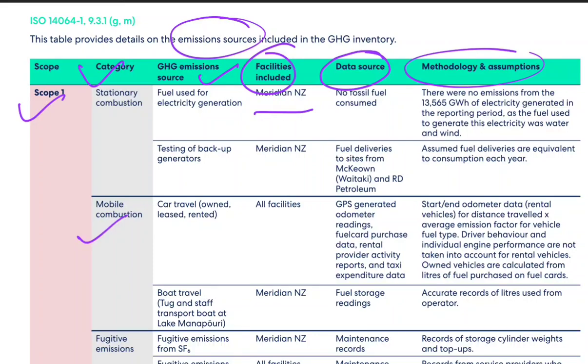Right? For example, we see scope 1 stationary combustion, fuel used for electricity generation. The facility includes the company. No fossil fuel consumed. Here, this is very important. So there were no emissions from the gigawatts of electricity generated in the reporting period, as the fuel used to generate electricity was water and wind actually. Then testing of backup generators. So fuel deliveries to sites from petroleum, and assumed fuel deliveries are equivalent to consumption each year.